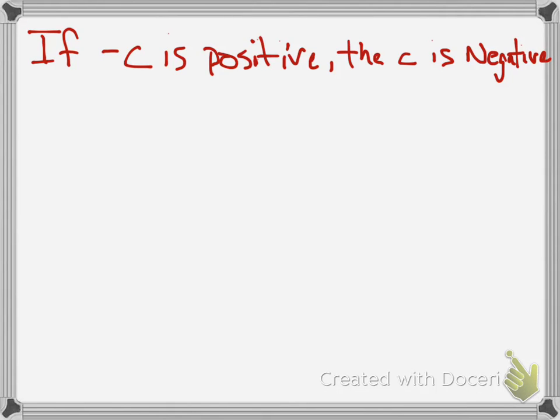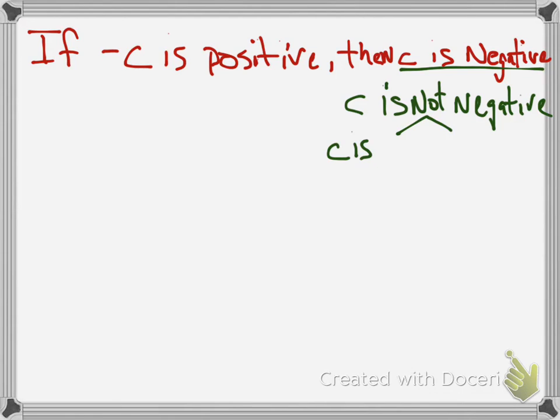All right, let's look at another one. Here we're saying if negative c is positive, then c is negative. Focus. So we want to prove that c is negative, so we assume c is not negative. What does it mean to be not negative? It means that it could be either positive or it could be 0, because remember, 0 is not negative or positive.